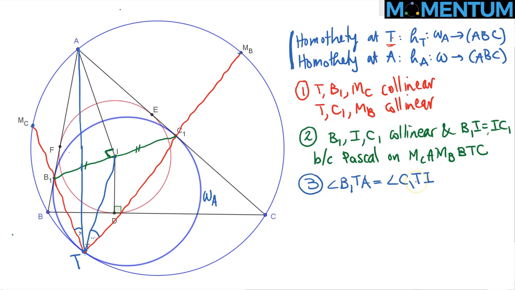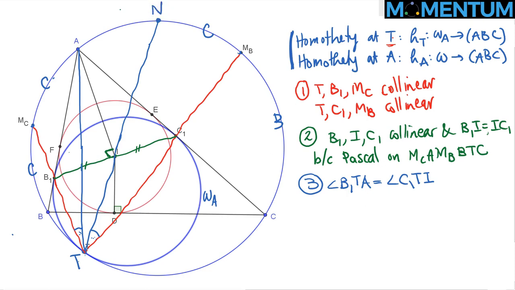Awesome. But then recall that arc AMC measures C. This one also measures C. That one here measures B. That one here measures B. What it means is that if I extend TI, it should meet at the topmost point of the circumcircle. Do you guys see why? Because if this angle is C, that arc should also be C.